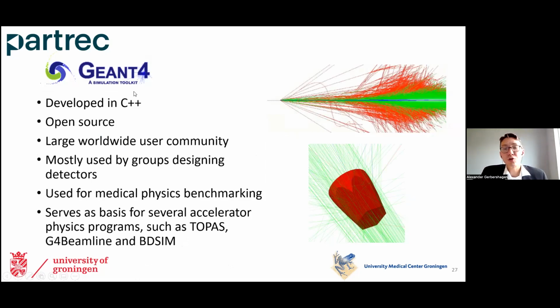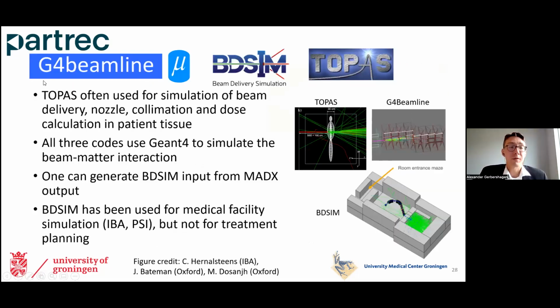Geant4 is a code which initially comes from the detector development community, but has functionality similar to FLUKA. So this is open source. This is developed in C++. This code is mostly used for simulations of fundamental interaction with matter, but there are several codes which are based on Geant4, like for example G4Beamline and BDSIM, which are mostly used for design of the beamlines and of the shielding, or TOPAS, which is used for nozzle design, monitors in front of the patient, and also beam interaction inside of the patient.